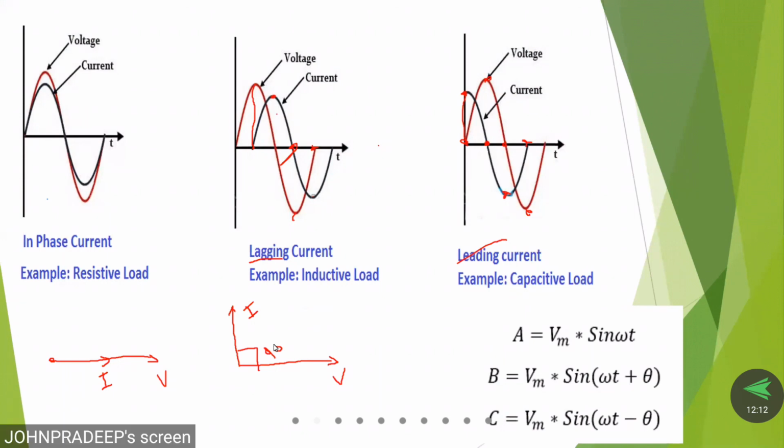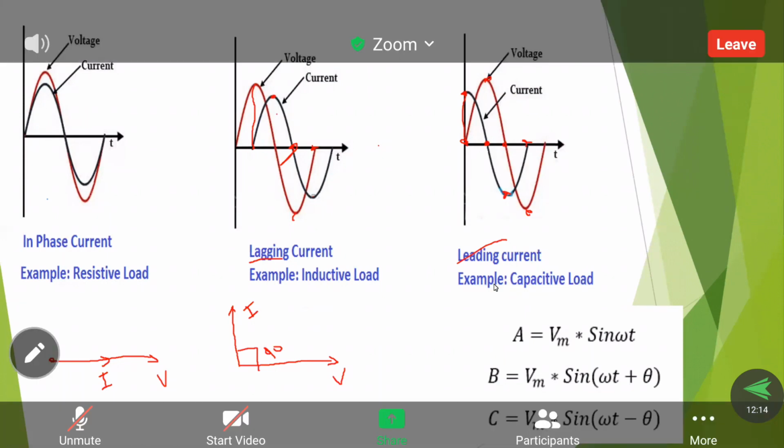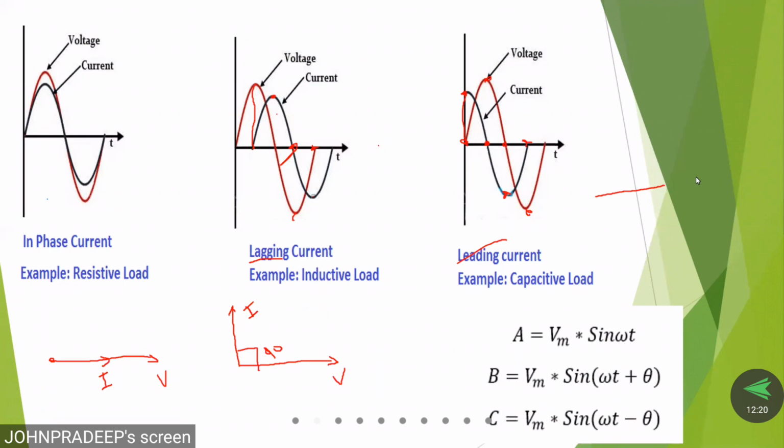Similarly, the leading concept. In the case of leading, we are taking the voltage as the reference. Generally, voltage we consider as the reference value. This is V. What happens here? Current is in the leading position.